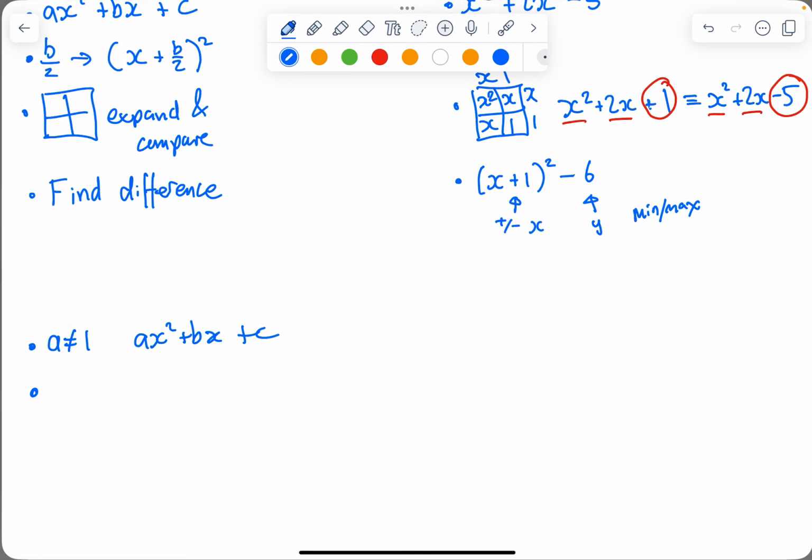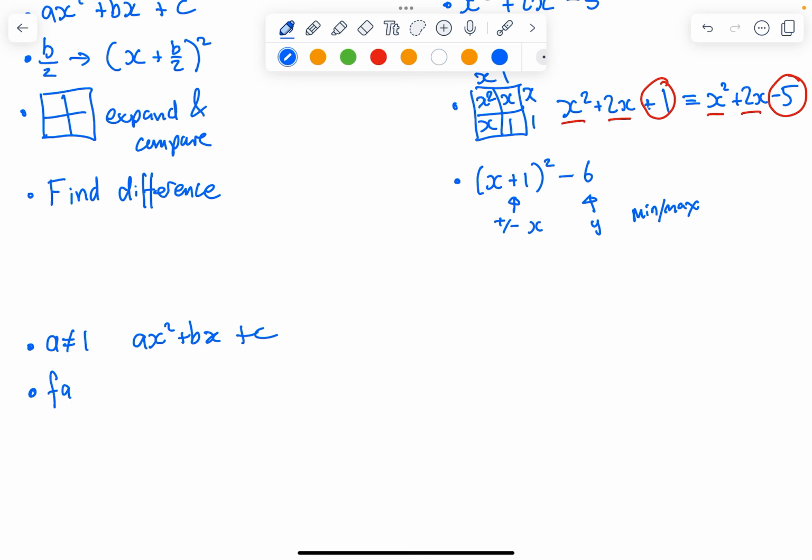So first thing I do, I'm going to factor out a. Okay, so got my equation, 2x squared minus 12x plus 5. I'm going to factor out a, which is 2. I'm going to put brackets. Now, 2 times x squared minus 2 times 6x. Right, okay, so what did I take out that factor of 2 from the 2x terms?